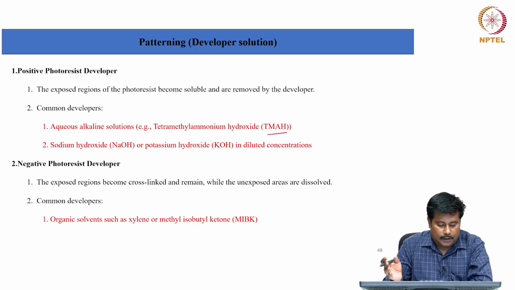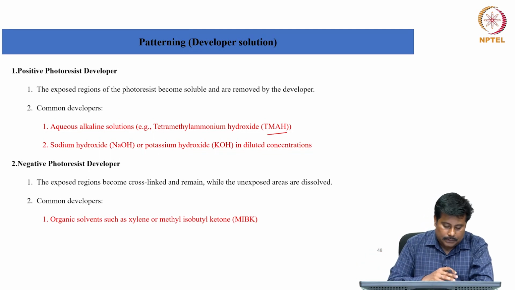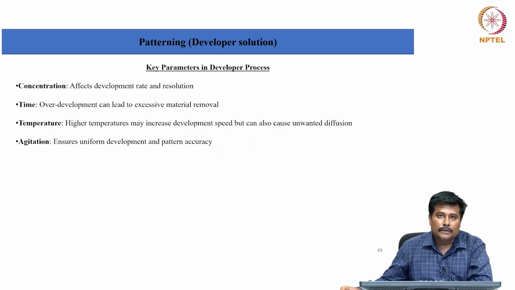In the case of negative photoresist developers, the exposed region becomes cross-linked and remains while the unexposed areas are dissolved. The common developers include organic solvents such as xylene or methyl isobutyl ketone, which are heavily used as negative photoresist developers.